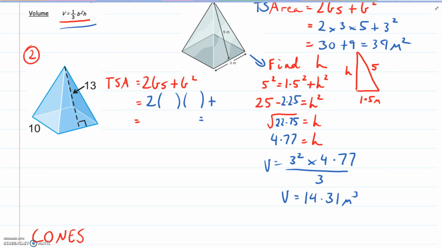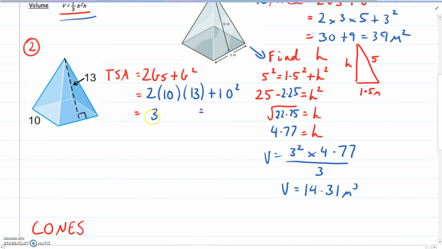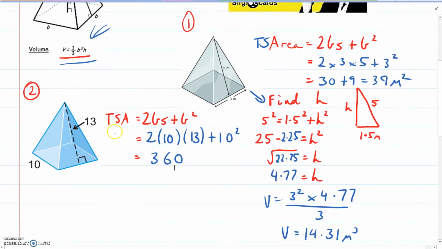Alright, here, total surface area of this. Base length, of course, is 10. Slant height, 13. And our base squared is 10 squared. So that's going to be 260 plus 100, which is 360. No units here. That's it. No more calculation needed. 360 centimeters, meters squared, whatever it is.